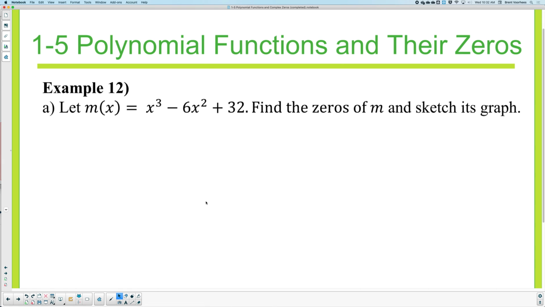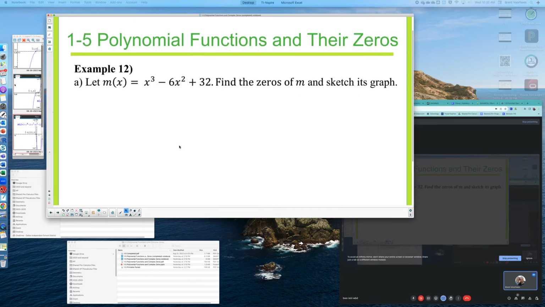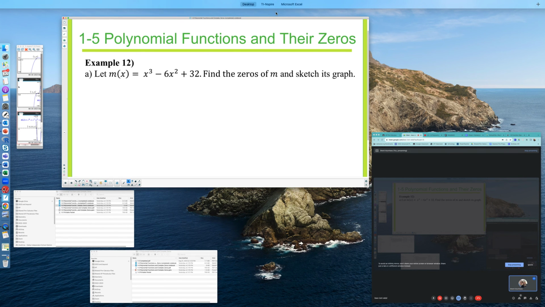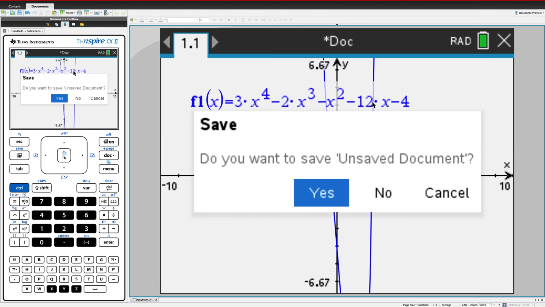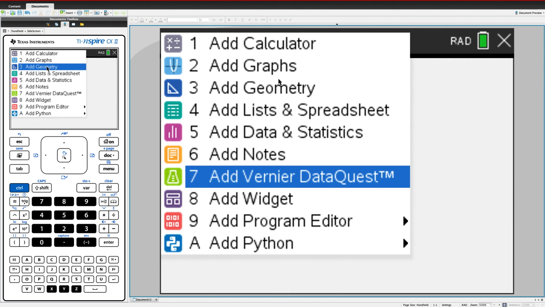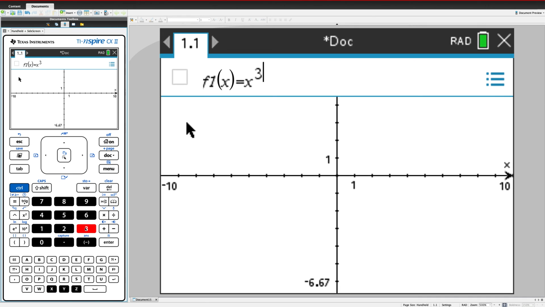So here, instead of finding the zeros, we're going to graph this one. X cubed minus 6x squared plus 32. New document. Don't save. It was x cubed. How many total zeros will this have? 3. X cubed minus 6x squared plus 32. All right, take that graph.